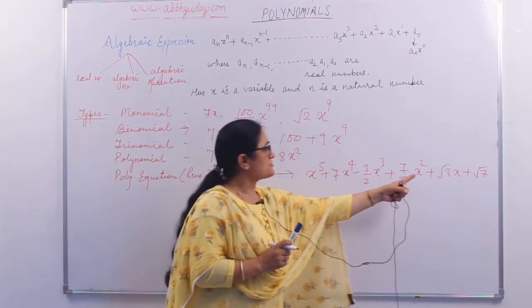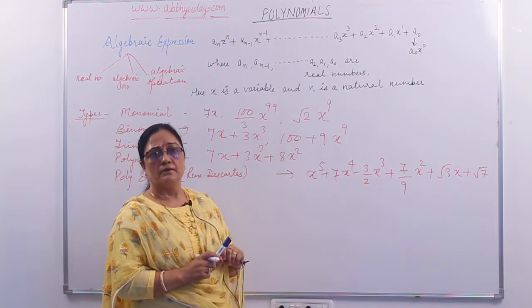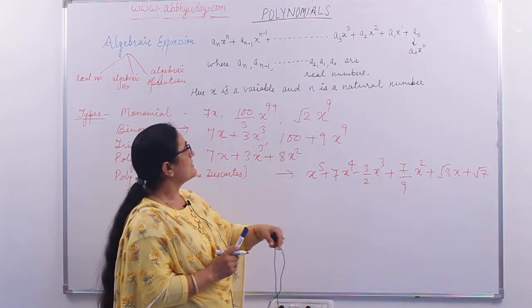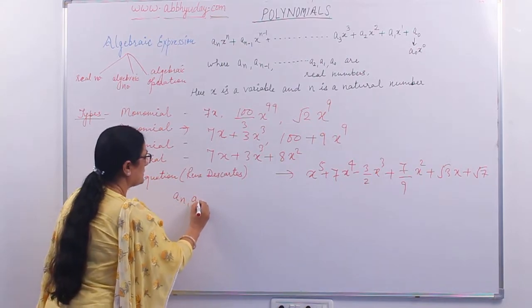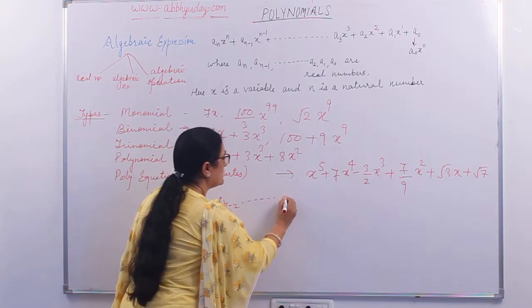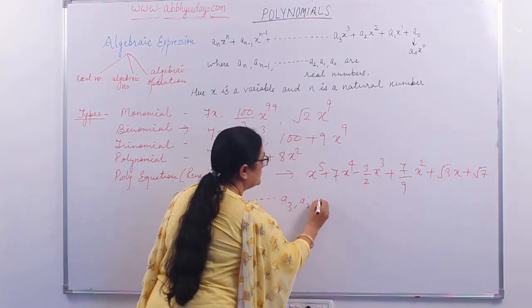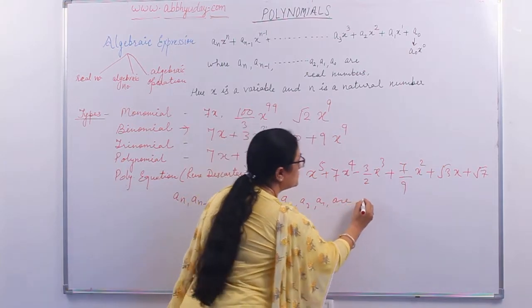x की power natural number होनी चाहिए. Everywhere you can see. Okay. The coefficients. Now actually here a_n, a_(n-1), a_(n-2), a_3, a_2, a_1 are coefficients.